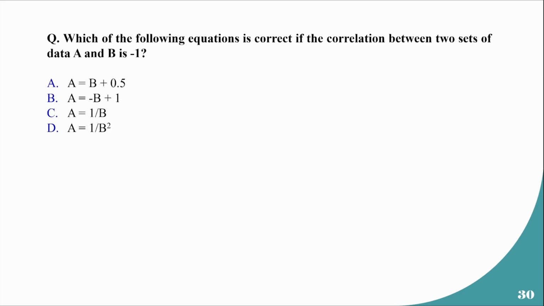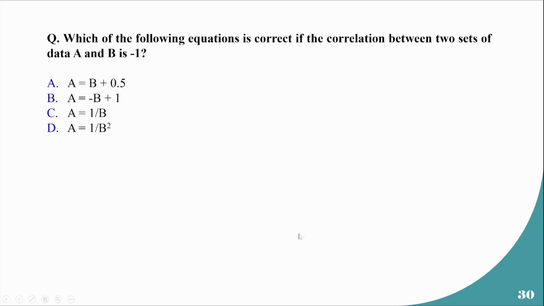So the next question is kind of asking that: if you have a correlation between two sets A and B, and you have that as -1, right? So basically they are perfectly anti-correlated. Which one of these expressions can correctly define that relationship? So you seem to have A equals B plus 0.5, then equals minus B plus 1, equals 1 by B, equals 1 by B squared.